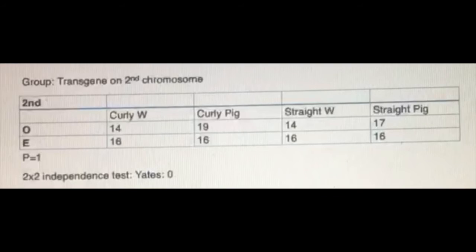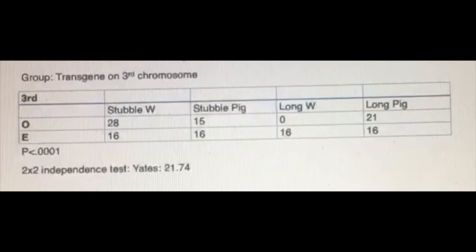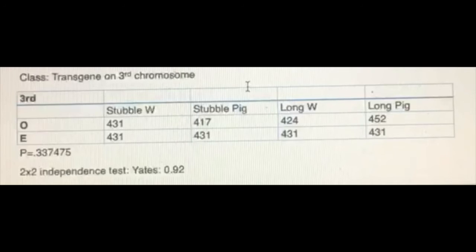When the transgene is on the second chromosome, p equals 1, and the independence test is Yates equals 0. For the class data, when the transgene is on the second chromosome, p equals 1, and the independence test Yates equals 0. When the transgene is on the third chromosome, p is less than 0.0001, and the independence test is Yates equals 21.74. For the class data, when the transgene is on the third chromosome, p equals 0.33747, and for the independence test, Yates equals 0.92.